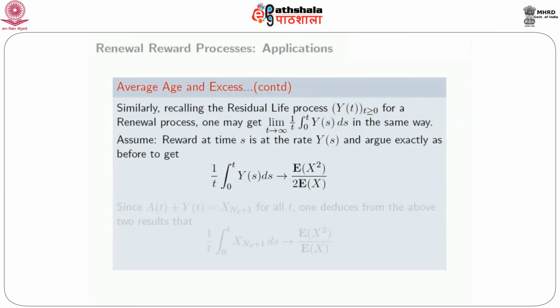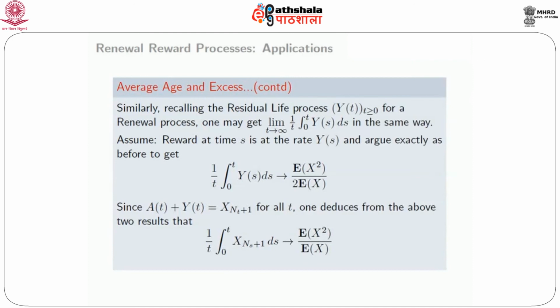Now if we consider the sum of these two things, A_t plus Y_t, which is X_{N(t)+1}, which, remember, is simply the length of the renewal cycle at t, then from what we have done before, we deduce that (1/t)∫₀ᵗ X_{N(s)+1} ds is the same as (1/t)∫₀ᵗ A_s ds plus (1/t)∫₀ᵗ Y_s ds. Since each of these terms converges to the same limit, the sum converges to twice that limit, which is E[X²]/E[X].